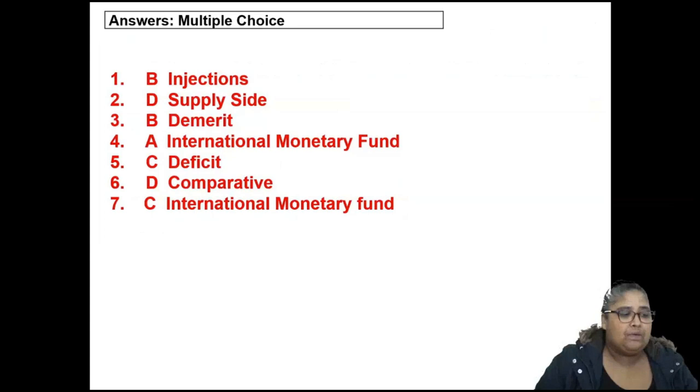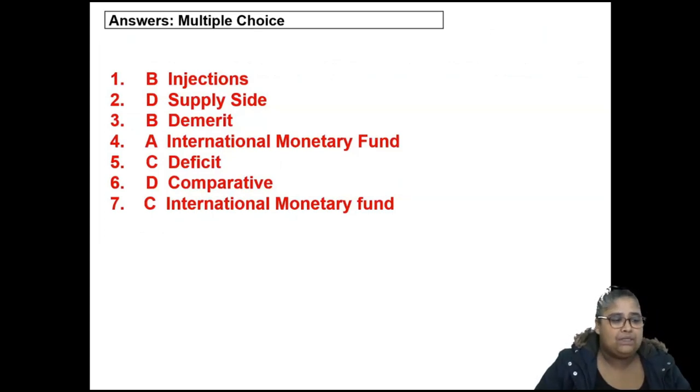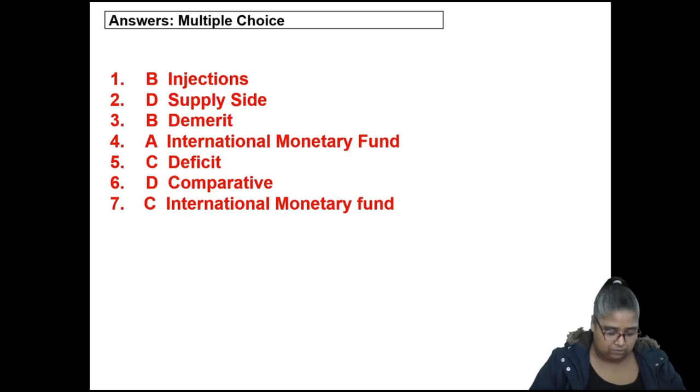So, question 1.1.1 was B, injections. Number 2 is supply side. Number 3, demerit. Number 1.1.4, International Monetary Fund. And number 5, C, deficit. Number 6, D, comparative, and number 7, again, the International Monetary Fund. Please just double check your answers and tick off 2 marks per question.